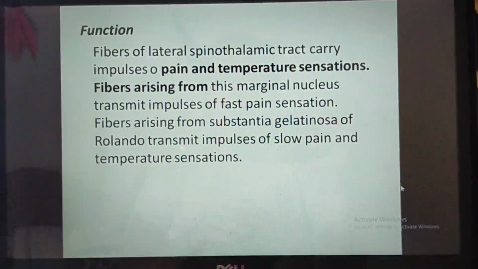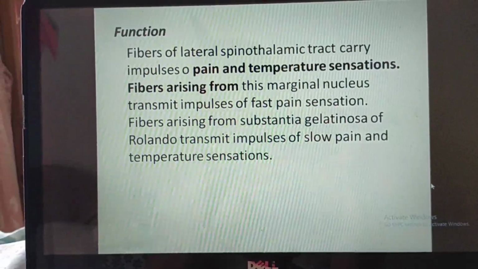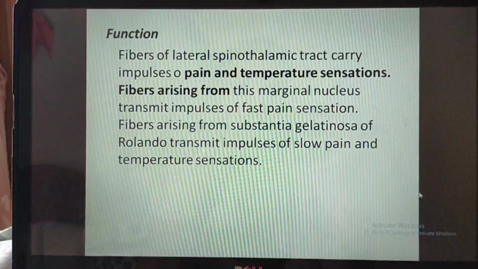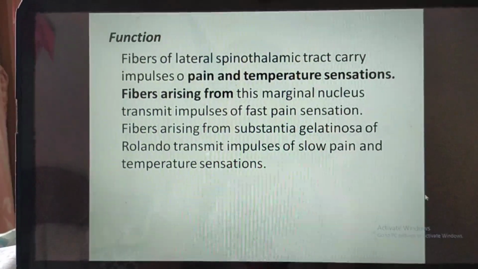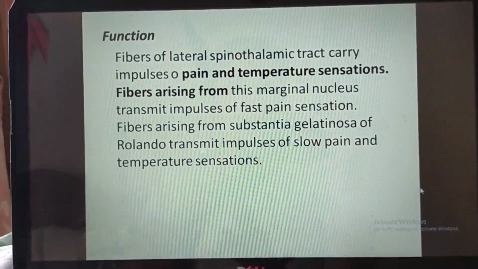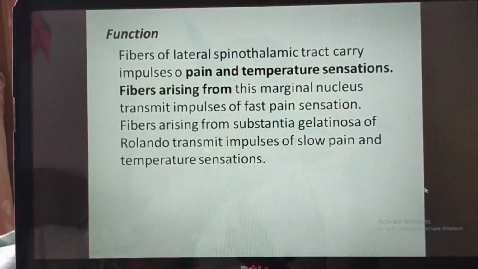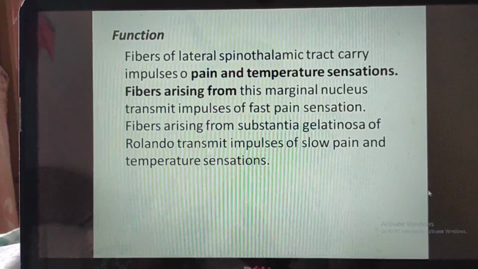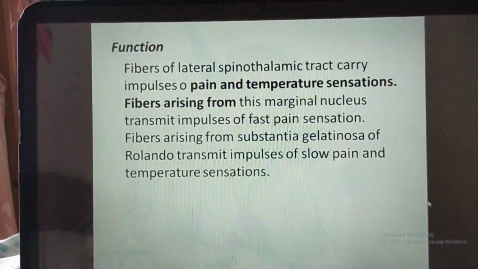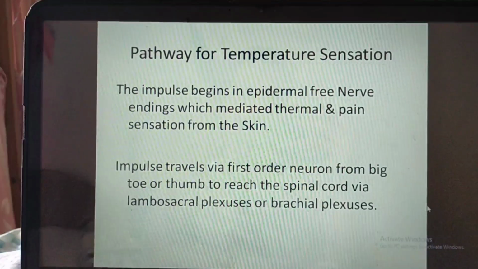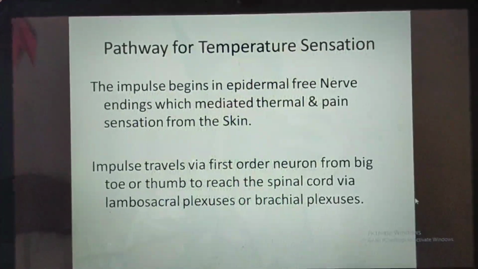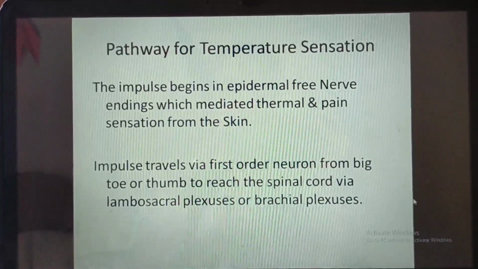So before going to the pathway for temperature sensation, it is compulsory to know about the tract, the lateral side of the tract, the lateral part of the tract, first, second and third neuron, because when we are going to understand the pathway, these would be the keywords. So let's start with the actual pathway for the temperature sensation.